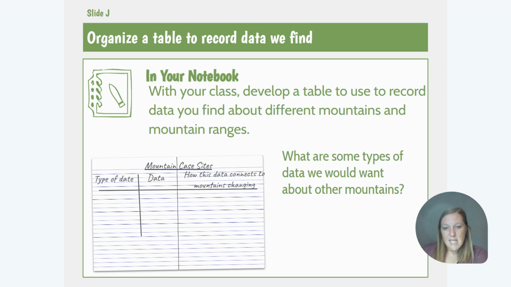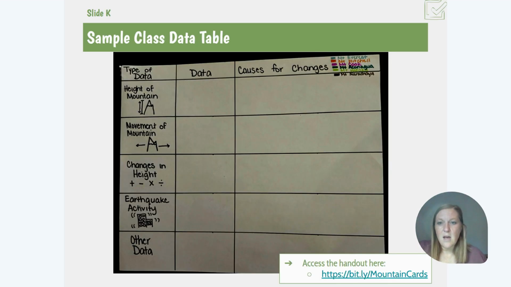So we're going to spend a little bit of time now looking over some mountain information cards. The cards will probably have more information than just whether the mountains are changing. So if you see something else on these cards that you think might also help explain what's happening at Mount Everest, add a row to your data table called Other, and you can include that in the data. So this is just the example of the data table that my class made. So you can see that it's got different categories. So height of the mountain, movement of the mountain, changes in height, earthquake activity. And then we also added other data. We weren't sure what we were going to find on these cards.